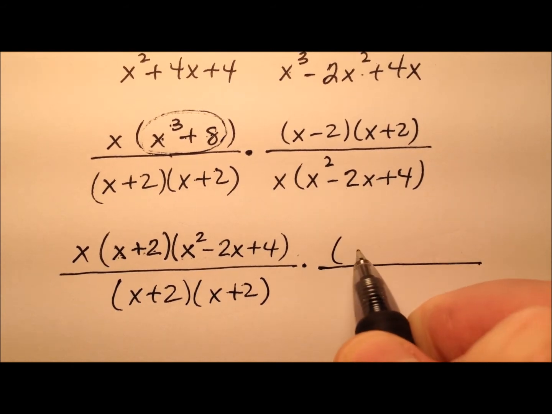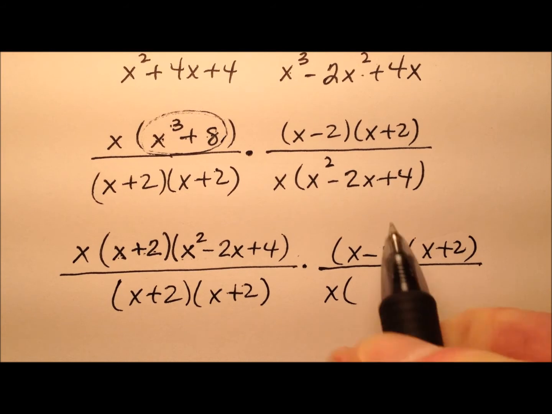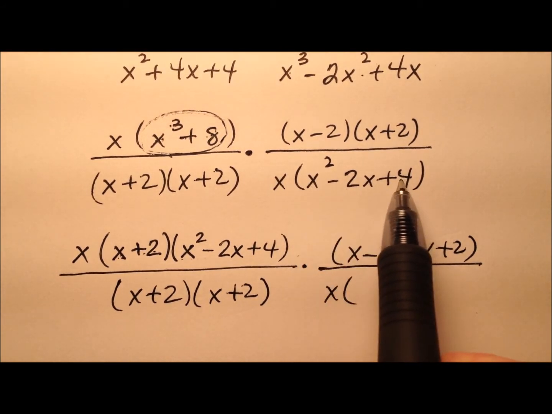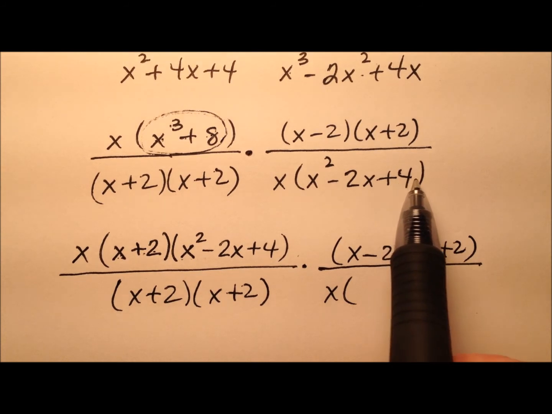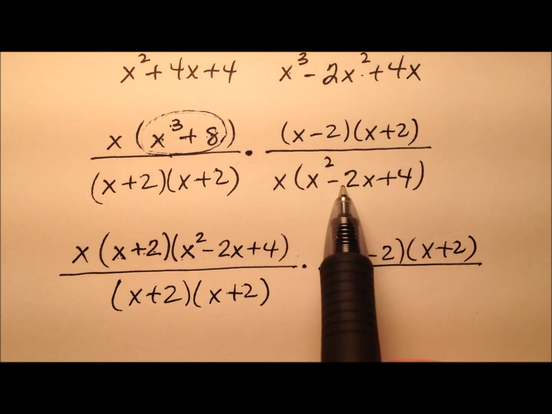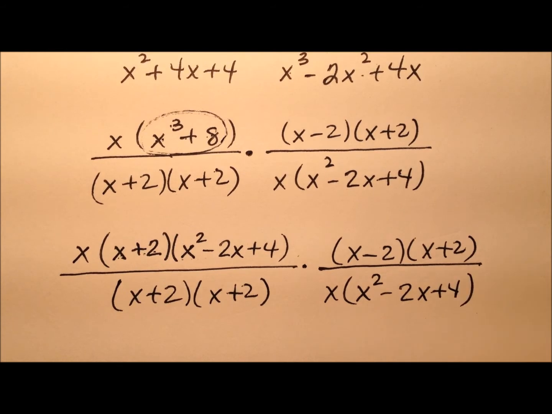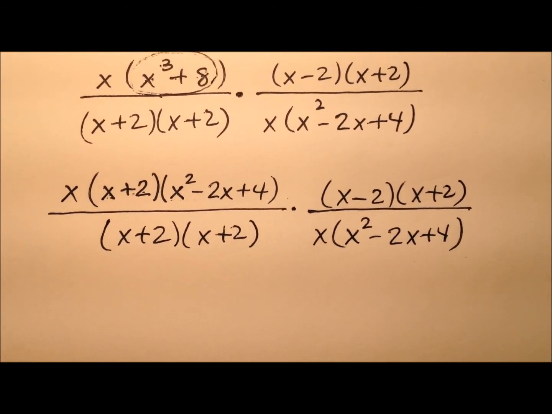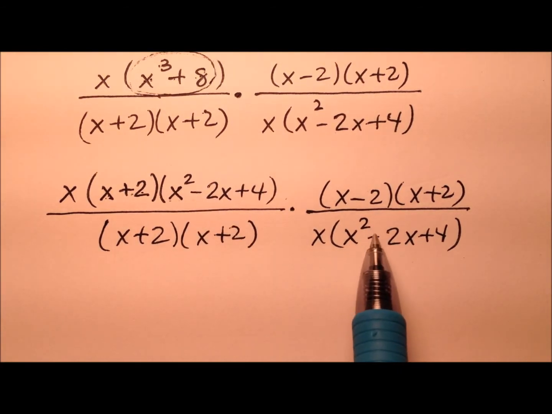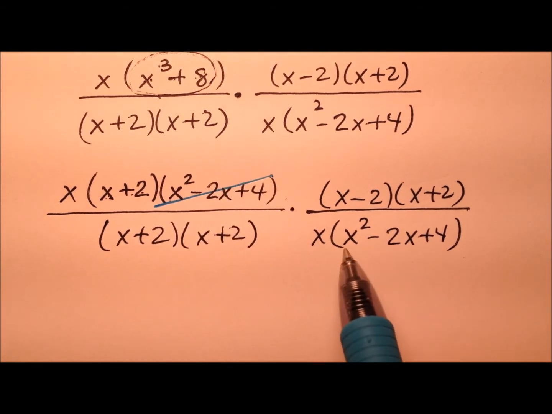Multiplication, and this quadratic here actually will not factor down anymore. This is an irreducible quadratic because there are no real numbers that will multiply to make 4 that add to make negative 2. So this guy just comes along for the ride. But you'll notice though immediately probably that x squared minus 2x plus 4, x squared minus 2x plus 4, these are the same. So I'm going to go ahead and factor those out.